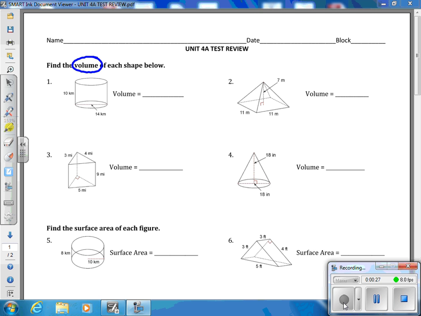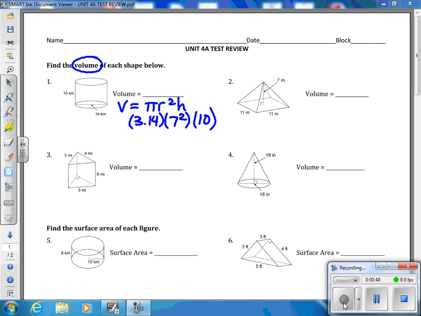So for number one, this is a cylinder. On your formula sheet, you should find the cylinder and see that its volume equals pi r squared h. All right, so we're going to fill in the numbers that we need. Pi is 3.14. The radius, they didn't give you the radius, they gave you the diameter. So if 14 is the diameter, the radius would be 7. And then you're squaring that. How tall the cylinder is: 10.